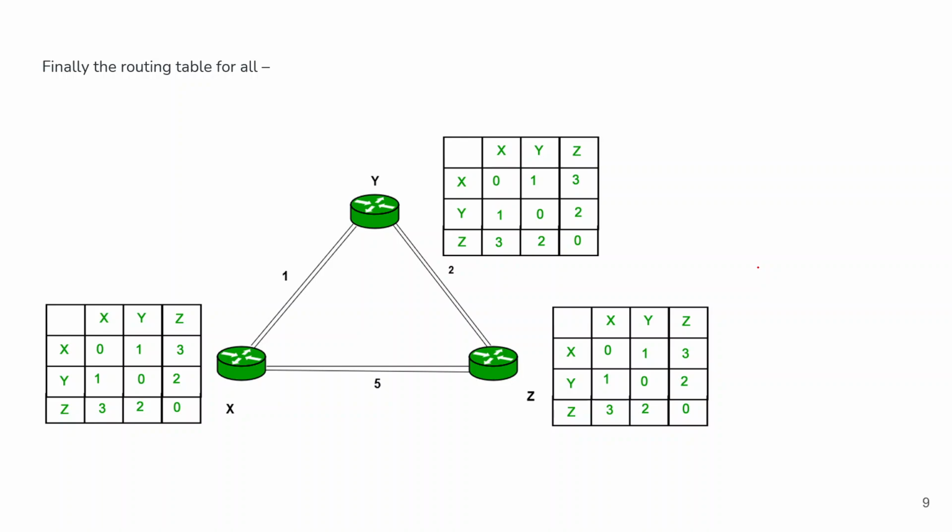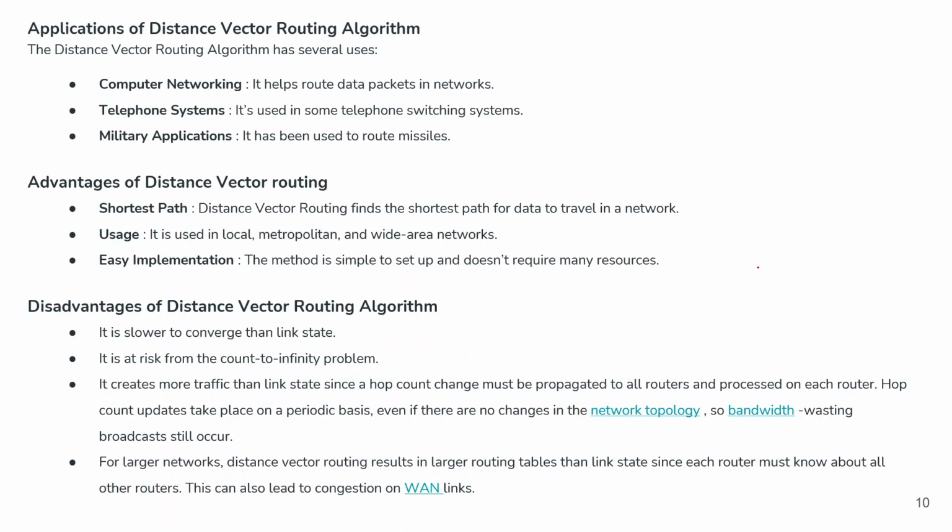It is considering the minimum path for reaching from one node to another, or one router to another, using the Bellman-Ford algorithm. And periodically the routing tables are changed. So this was all about the distance vector routing algorithm.